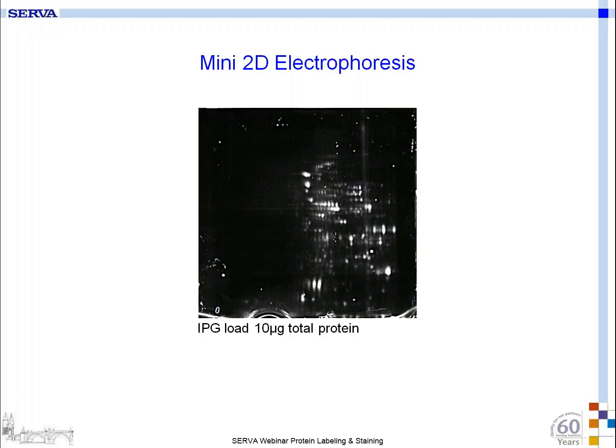And the last example of this, it's a mini 2D electrophoresis. We had loaded IPG strips with 10 micrograms total protein in the first dimension. In the second dimension, we used our prime gels, and you see that you can detect very well mini 2D electrophoresis with our Lightning Red.